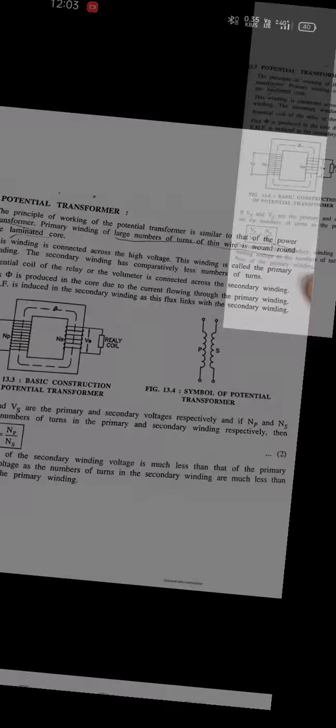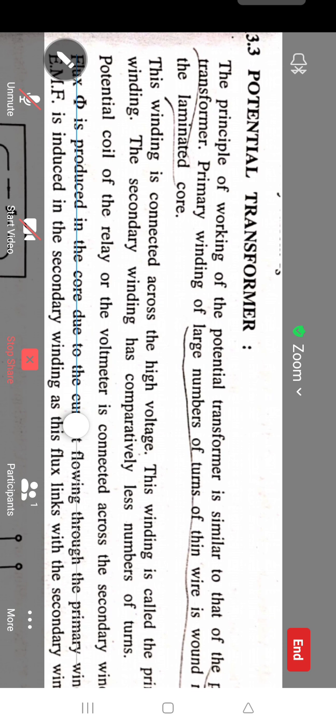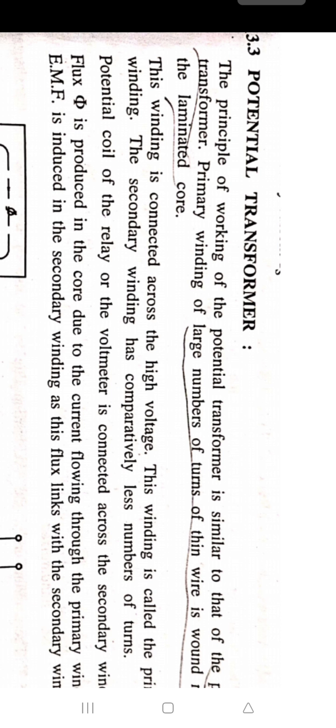Now we will start the potential transformer. What is the potential transformer? Let's see that. The principle of working of the potential transformer is similar to that of the power transformer. A winding of a large number of turns of thin wire is wound on a laminated core. This winding is connected across the high voltage. This winding is called the primary winding, and the secondary winding has comparatively fewer turns.